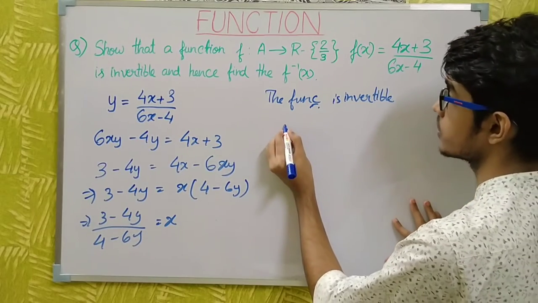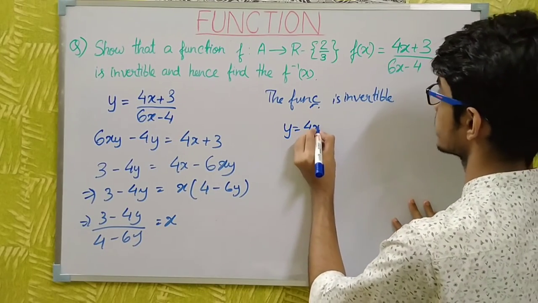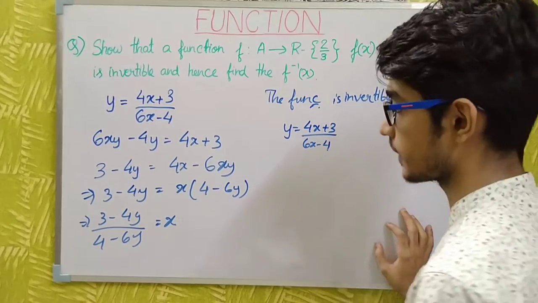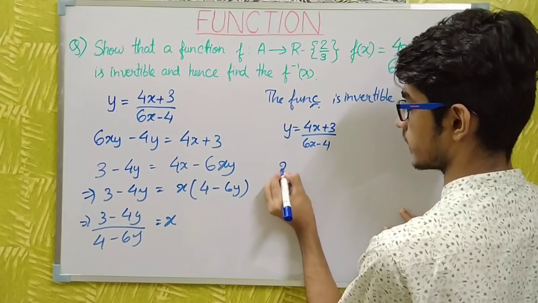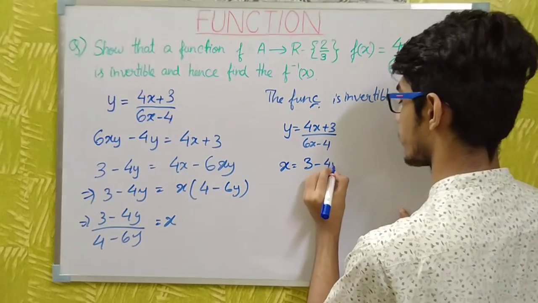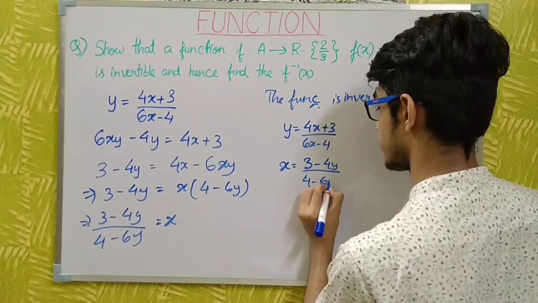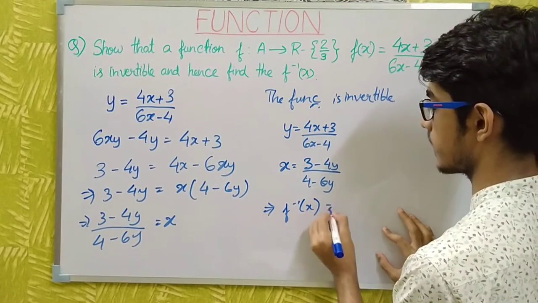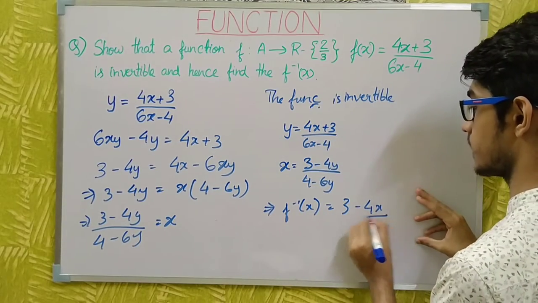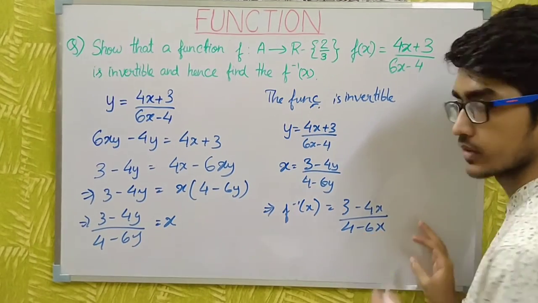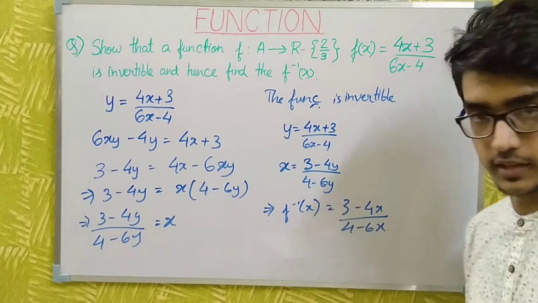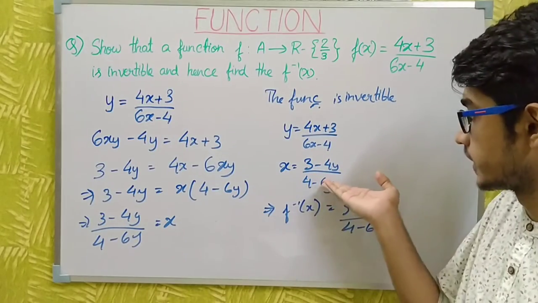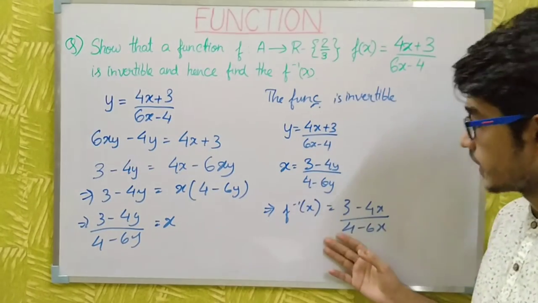For that, I have told you we have to take y equals (4x plus 3) by (6x minus 4). Then we have to make x the subject. We have done this earlier. Then x equals (3 minus 4y) by (4 minus 6y). Then from here f inverse x is (3 minus 4x) by (4 minus 6x). Okay, replacing y with x, we get f inverse x. If it is f inverse y, then you have written this one only. Now this is the f inverse x.